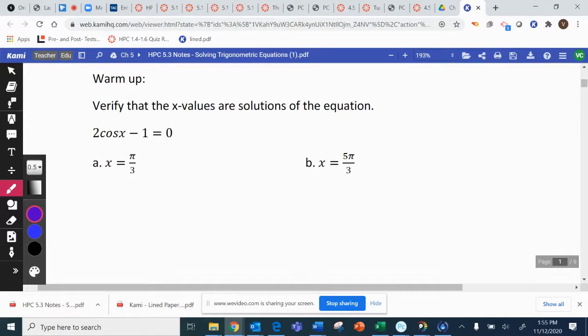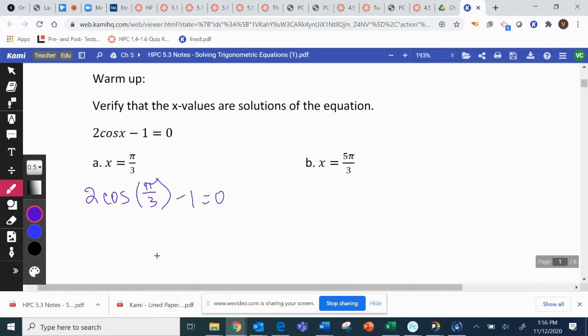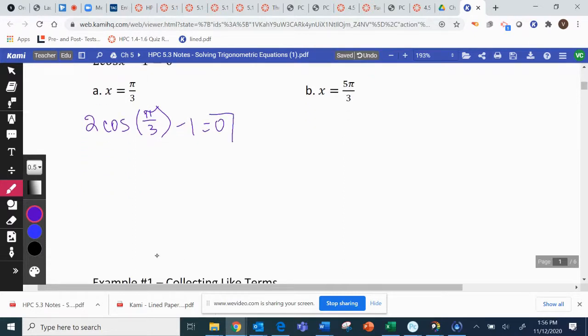It just says verify that the x values are solutions of the equation. So to verify, I'm going to put x equals pi over 3 in and show that that does equal 0. This is the same thing that you were doing in your 5.2 assignment, where you only stick to one side. I've got 2 cosine pi over 3 minus 1. What is the cosine at pi over 3? 1/2. So 2 times 1/2 is 1, minus 1. That is 0. It works. There, I verified that that is the solution.